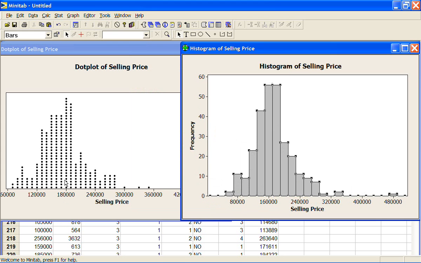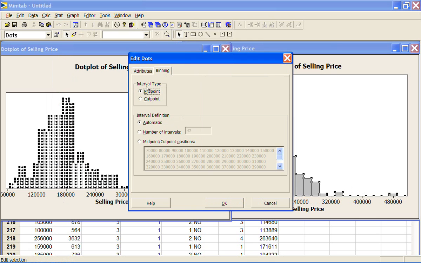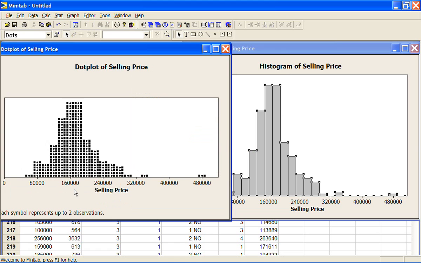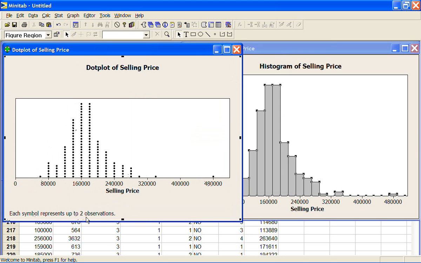And the same thing with the dot plot here. If I click on this graph, Edit Dots, Binning, at the moment it's got 42 intervals. I could bring that right down to make it look like the histogram and put, say, 25 intervals. And now we get a chunkier looking graph, and each dot here will be worth more houses. It says along the bottom here, each symbol represents up to two observations. So the dot plots and the histograms are very similar, and it's a matter of preference as to which one you want.